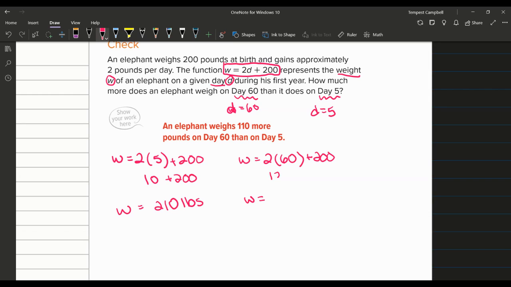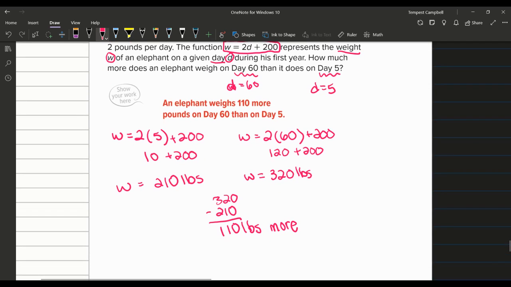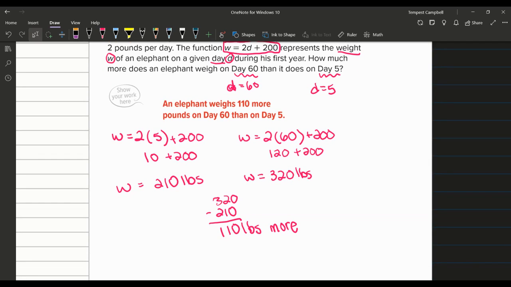After 60 days, we're going to have 120 plus 200. So that tells us we're going to have 320 pounds. And so that means we're going to take 320 minus our 210, and we're going to end up with 110 pounds more, because that's how much more the elephant weighed from 5 days to 60 days.